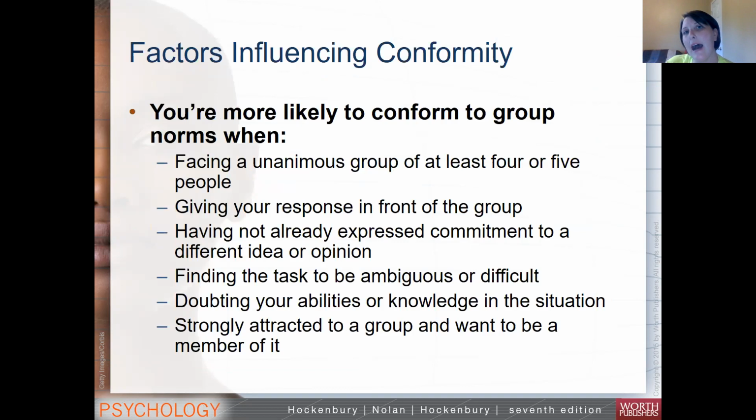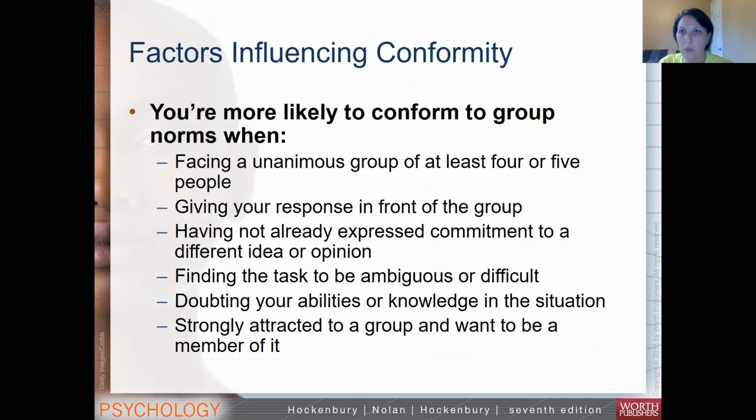When they repeated the Asch line experiment, but instead of having people say their answer out loud, they wrote it on a sheet of paper and nobody heard it or saw it or read it, people very rarely conformed. When they thought that nobody was going to hear their answer, they rarely ever conformed. If they hadn't expressed a commitment already to the idea, they're more likely to conform.